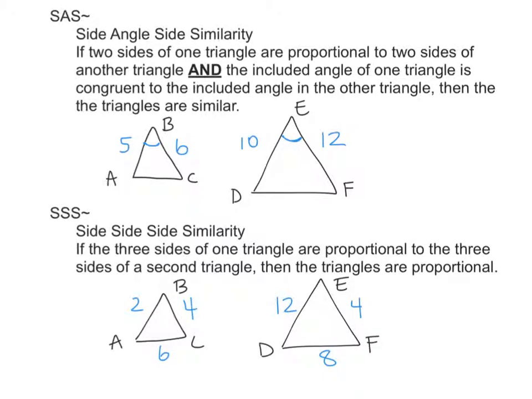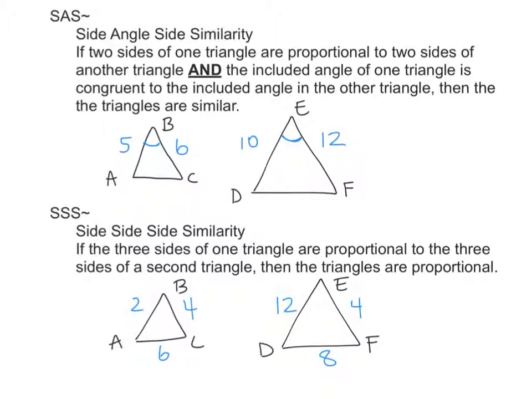Okay, here are two more theorems that we use to prove that triangles are similar. So we have angle, angle, angle similarity and angle, angle similarity so far. We also have side, angle, side similarity and side, side, side similarity. So these are just like what you think. If two sides of a triangle are proportional to two sides of another triangle, and the included angle of one triangle is congruent to the included angle in the other triangle, then they're similar.